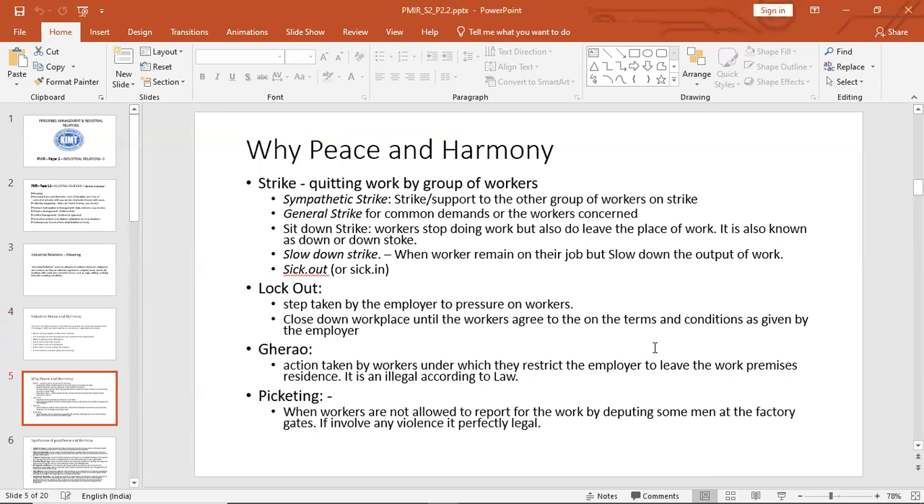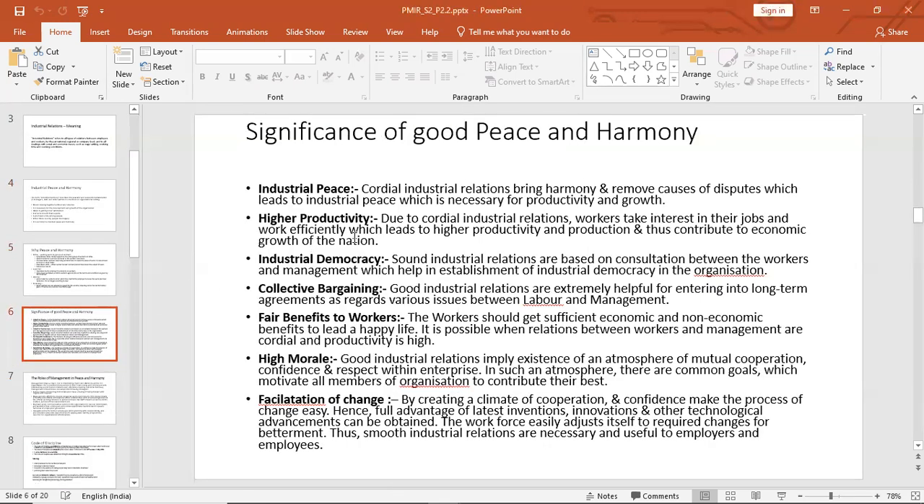Why do we need peace and harmony? We discussed it to minimize these things: strikes, lockouts, gherao, picketing, all these things we discussed. Significance of good peace and harmony. What is the significance of good peace and harmony?